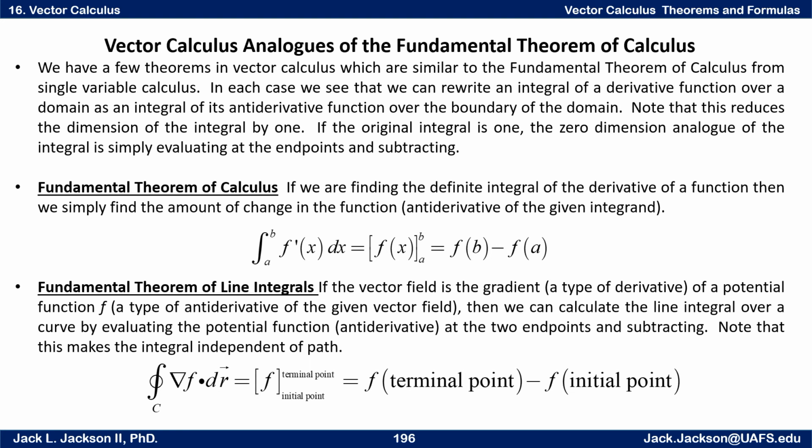So the fundamental theorem of line integrals basically works the same way. If the vector field is the gradient, a type of derivative, of some potential function f, which is kind of the type of antiderivative of what we start with, then we can calculate the line integral over the curve by evaluating the potential function at the two endpoints and subtracting. And notice that if it is a gradient field, this makes it integral independent of path.